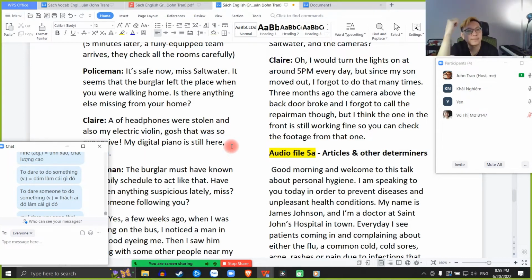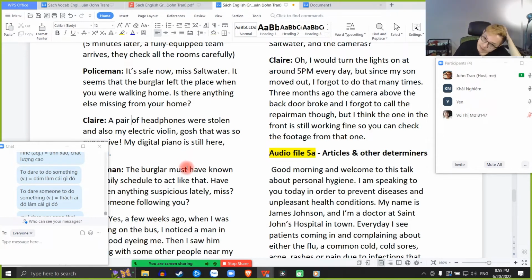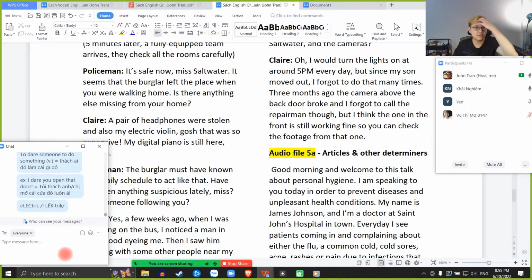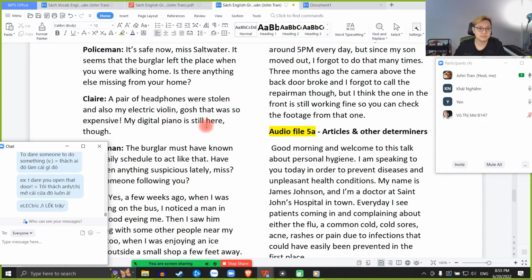Okay. Headphones. Oh, this is a pair of headphones. A pair of headphones was stolen, were stolen. And also my electric violin. Electric violin. Lost. That was so expensive. My digital piano is still here though. Okay, it's safe now.